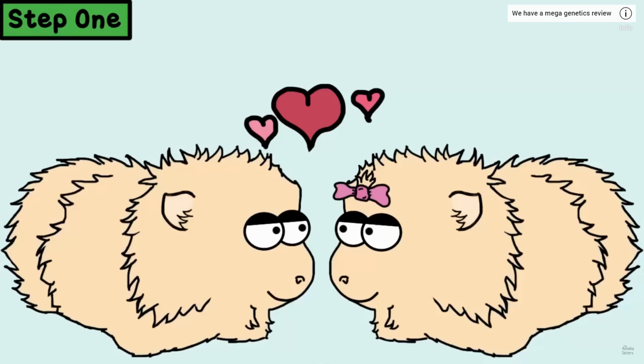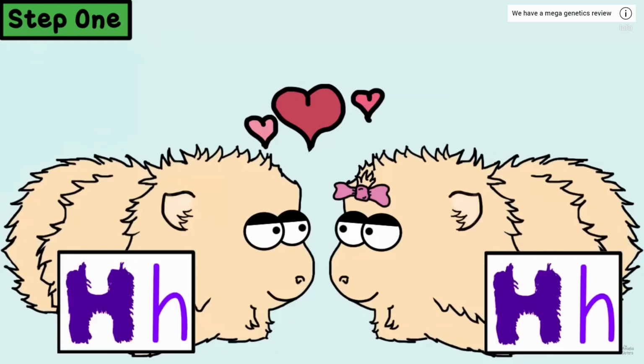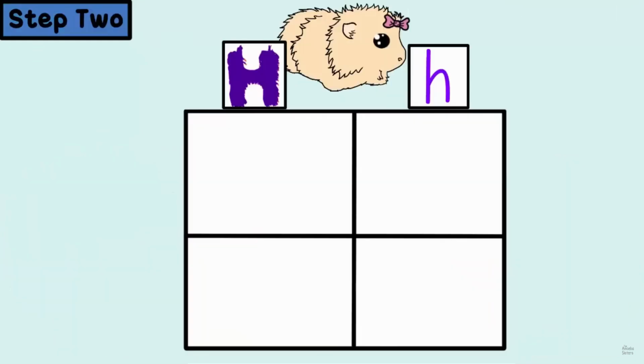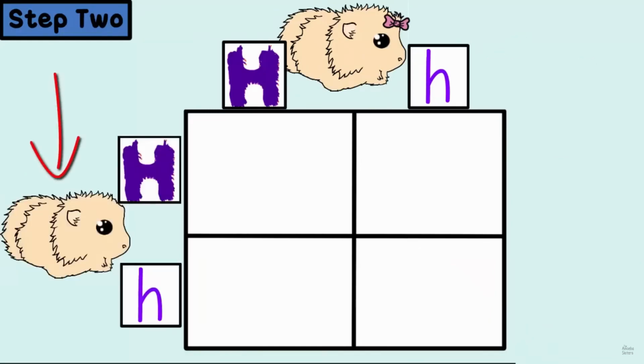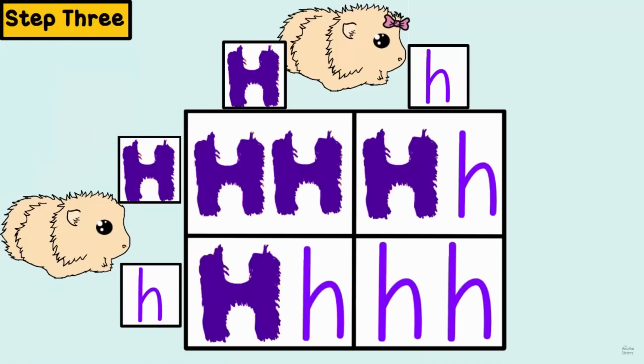Step 1, first, figure out the genotypes of the parents. Heterozygous means big H, little h. Step 2, place one parent along the top of the Punnett square, outside of the boxes like this, and place the other parent along the left side of the square, outside of the boxes like this. Step 3, cross them. For formatting purposes, we always put the capital letter first.